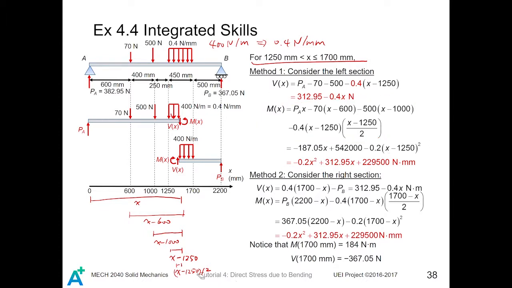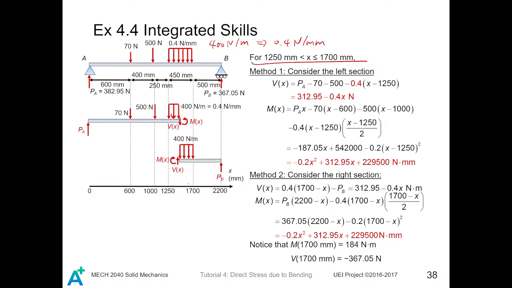However, it could be faster if we consider the right section. So consider the right section and label the rest of the forces on this beam. Now you only have one distributed load, and there are no 70 Newton and 500 Newton loads acting on it.